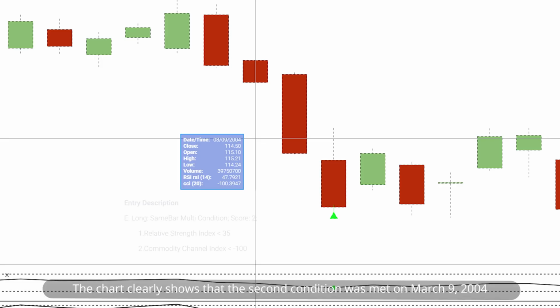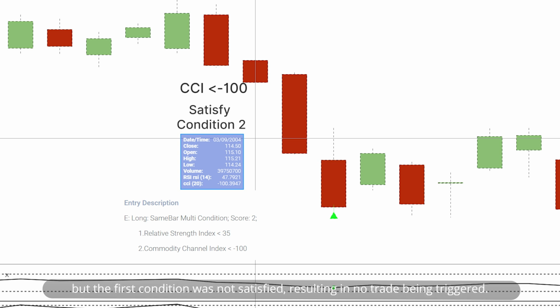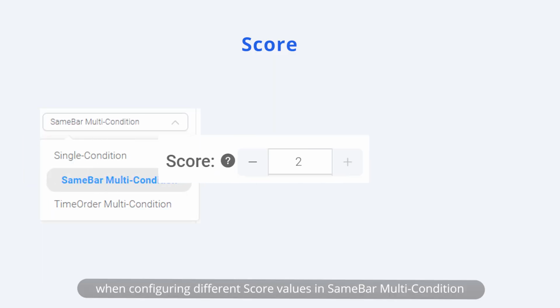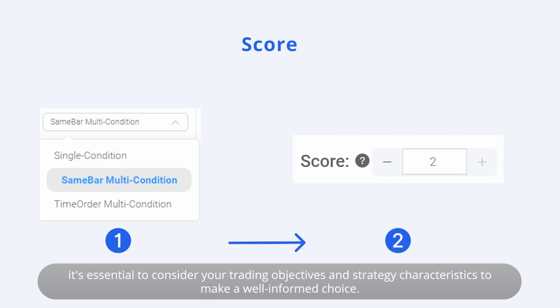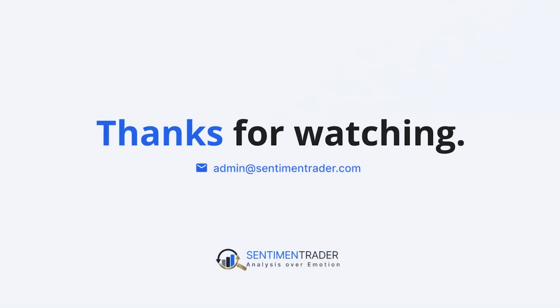The chart clearly shows that the second condition was met on March 9, 2004, but the first condition was not satisfied, resulting in no trade being triggered. Therefore, when configuring different score values in SameBar Multi-Condition, it's essential to consider your trading objectives and strategy characteristics to make a well-informed choice. Thank you for listening to this tutorial on how to grasp and utilize the score feature.